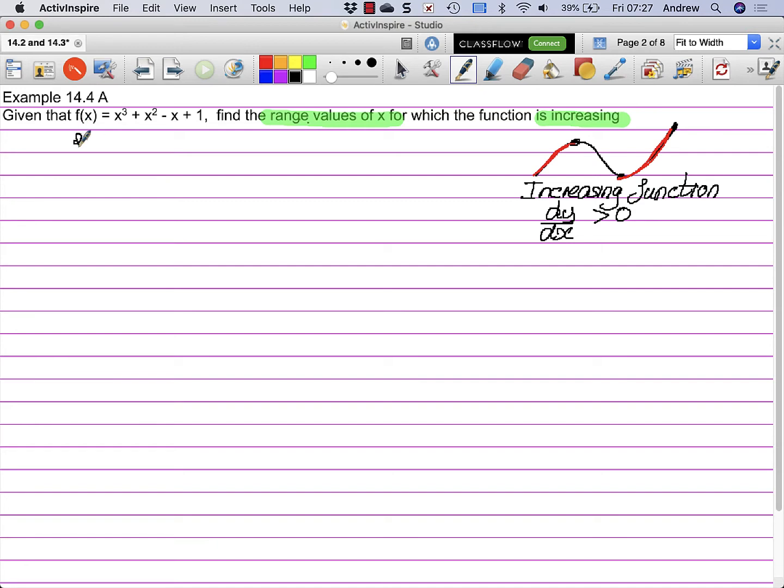So what we have here is we've got f of x is equal to x cubed plus x squared minus x plus 1. So we're now going to differentiate this. F dashed x is equal to 3x squared plus 2x minus 1. We know from the formula that dy dx has to be greater than 0, so we know that f dashed x has to be greater than 0.